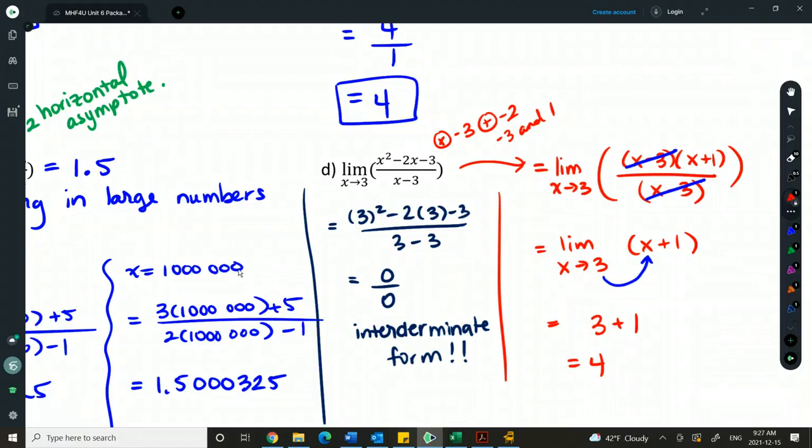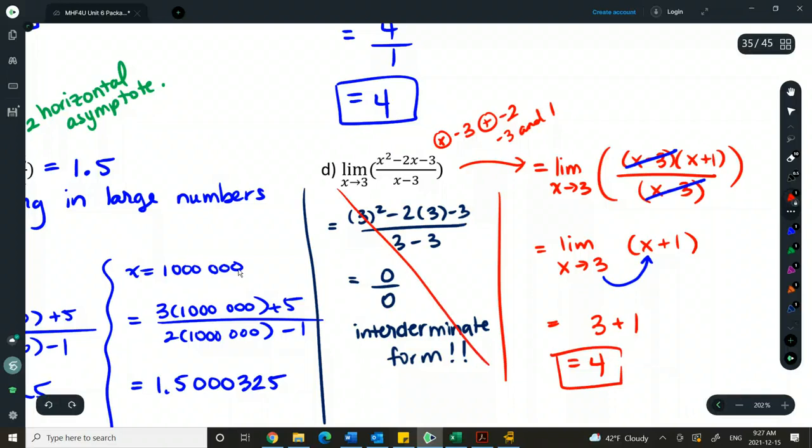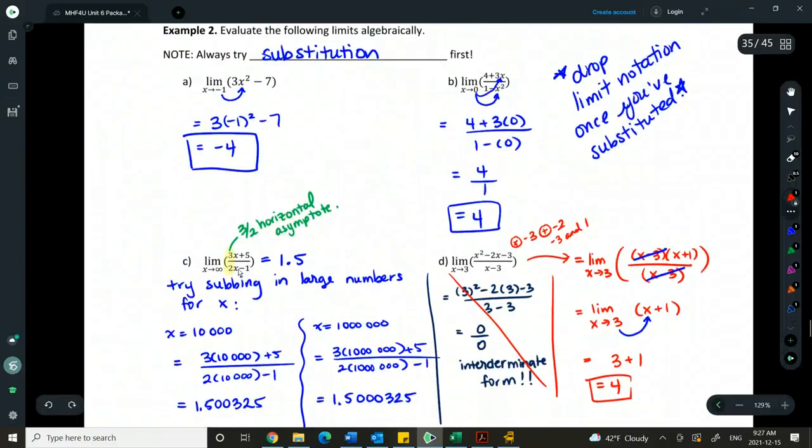Is this okay? If I get a regular number, that's fine, right? So I can't do this because it gives me indeterminate form. We can't substitute right away. We have to simplify a little bit first, just like we do in our Newton quotient, and then we can sub in for the limit. Okay, notice as well, as soon as I subbed in the limit here, I dropped the limit notation. But I still had it here and here because I hadn't subbed in x equals 3 yet. Okay, any questions so far, guys?